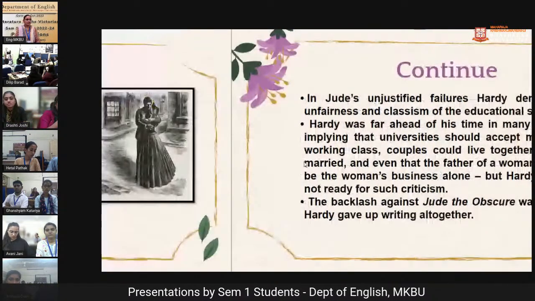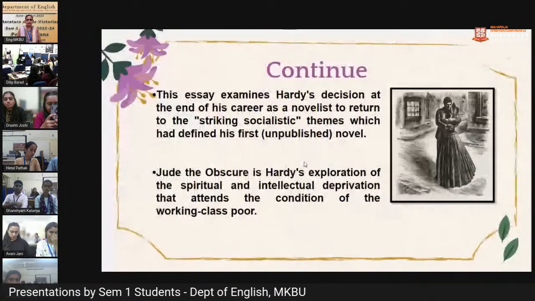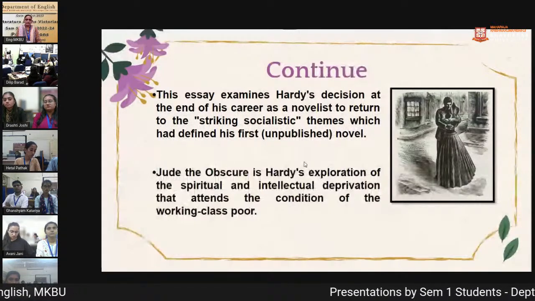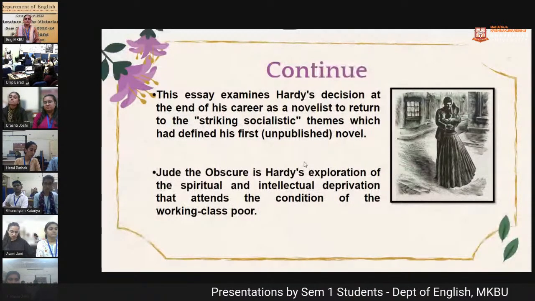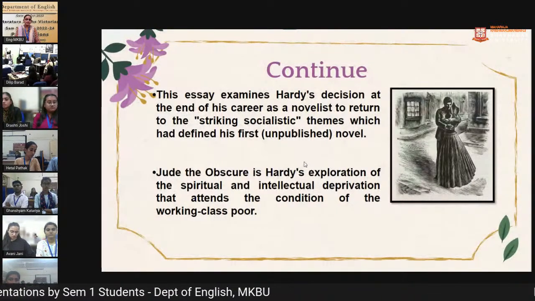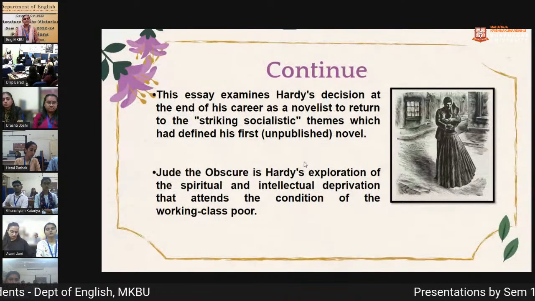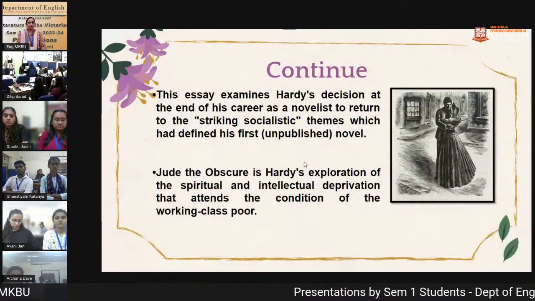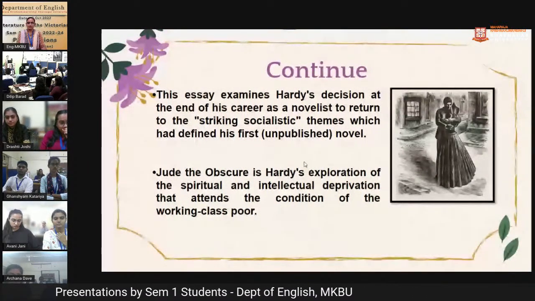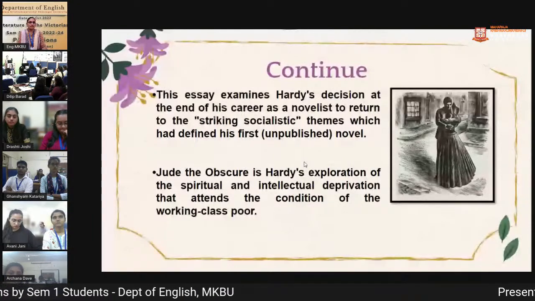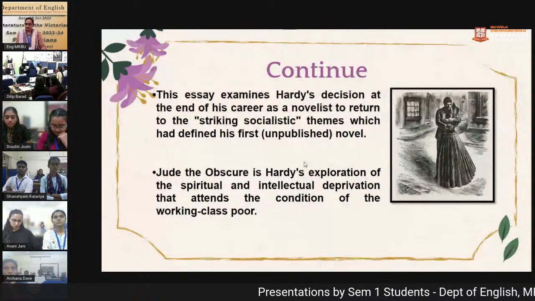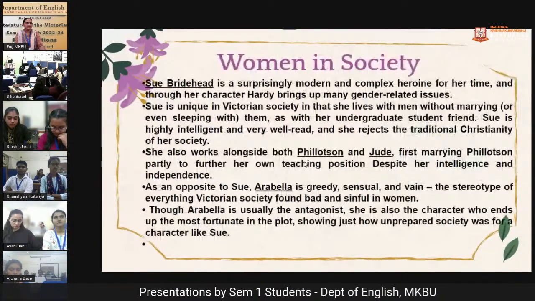And in another article, he says that these essays examine Hardy's decision at the end of his career as a novelist to return to the striking socialistic themes which had defined his first novel. Jude the Obscure is Hardy's exploration of the spiritual and intellectual deprivation that attends the condition of the working-class poor. And another theme is women in society.